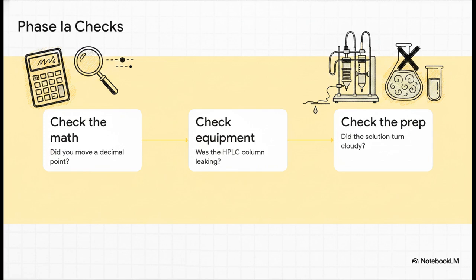We do this because if we find a super obvious error right here in Phase 1A, we document it, we invalidate the initial result, and we retest. Boom, saves everyone a massive amount of time.